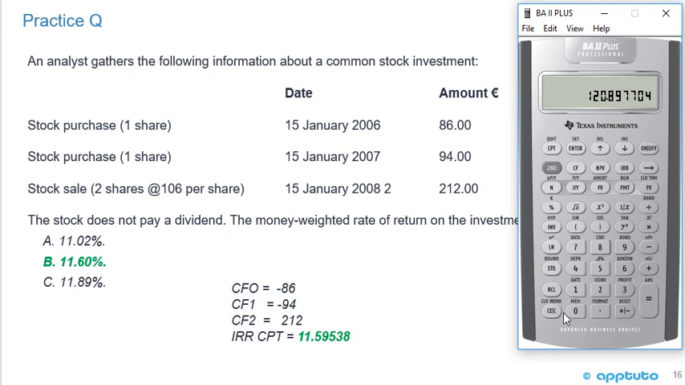So if I bring up the calculator very quickly, just going to hit clear. Cash flow, second, I'm going to clear my work. So it's 86 negative, enter for our CF0, arrow down. 94 negative for C1, enter, arrow down, frequency 1, and our final cash flow, just the 212, which is positive. Enter that, hit IRR, hit compute, 11.5953. That is definitely closest to B, 11.6. You can see that is not a 90-second question. Very easy peasy. So you'd be happy with that one.